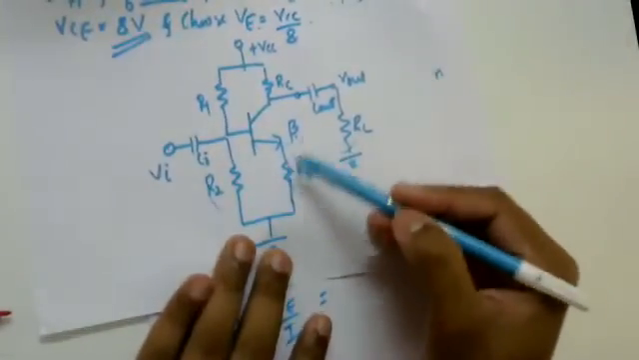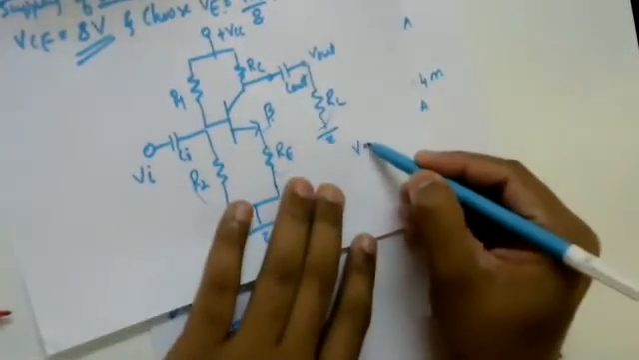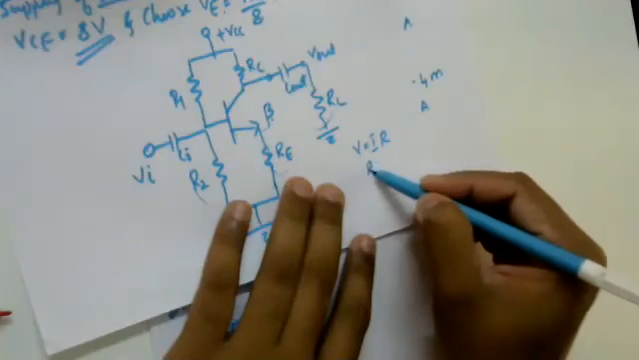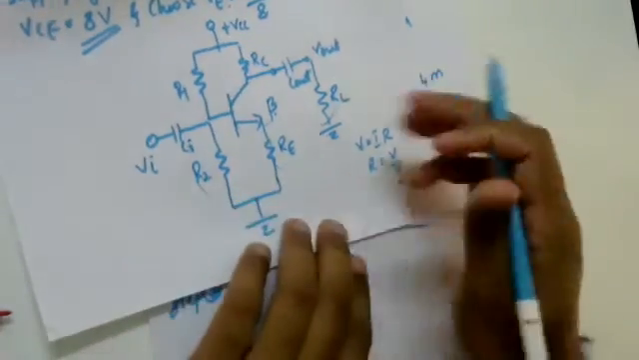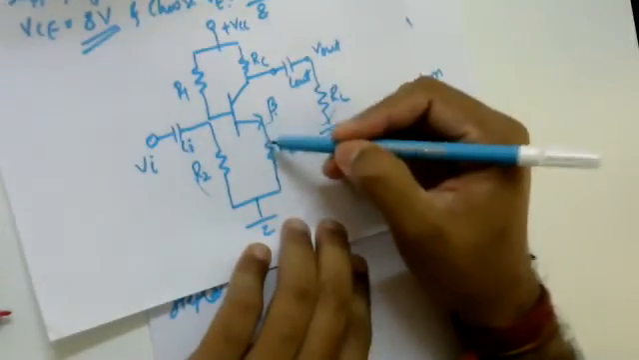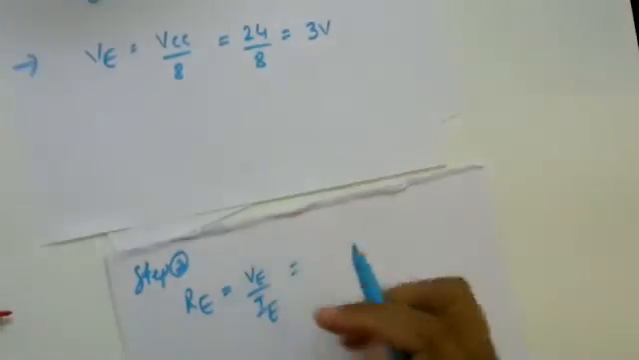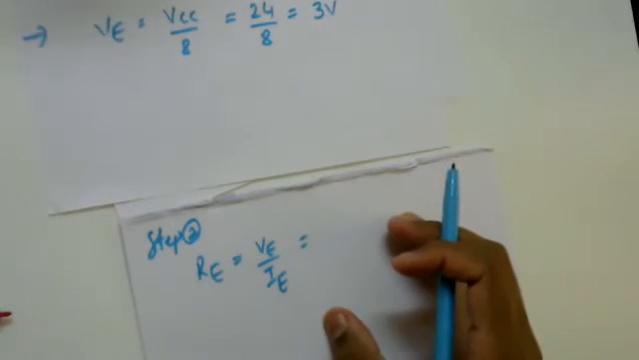So in my circuit, if I want to compute the value of the resistance RE, how to compute? The simple Ohm's law, V is equal to IR. What is R? V by I. Voltage drop across this resistance divided by the current flowing through this resistance. Then I can simply write this as my RE is equal to VE divided by IE.